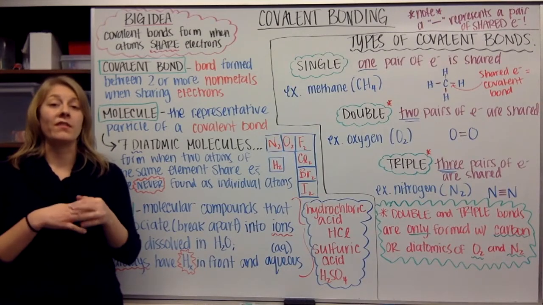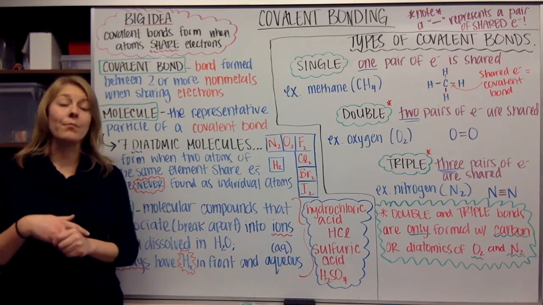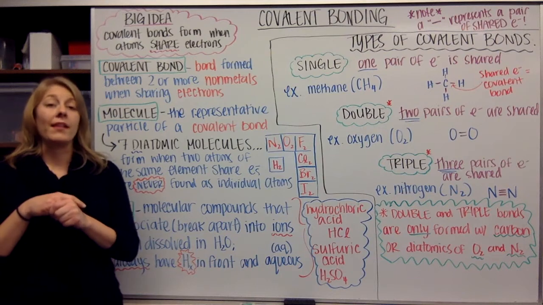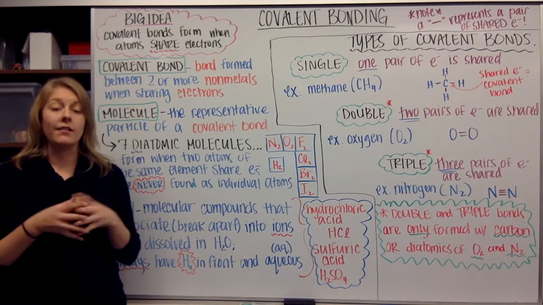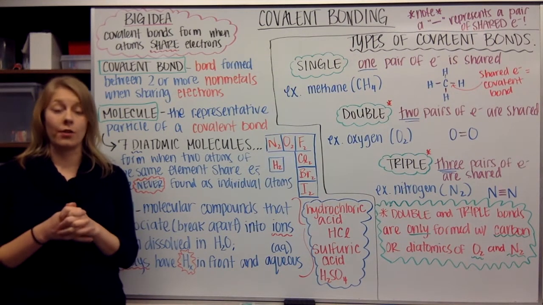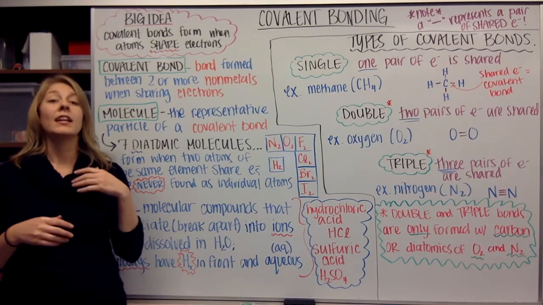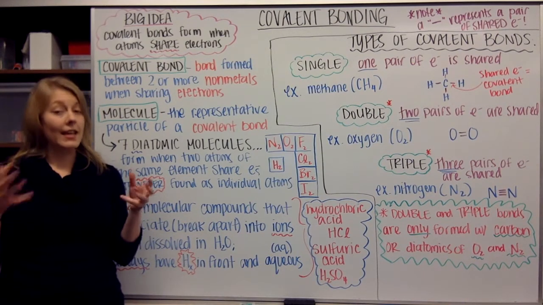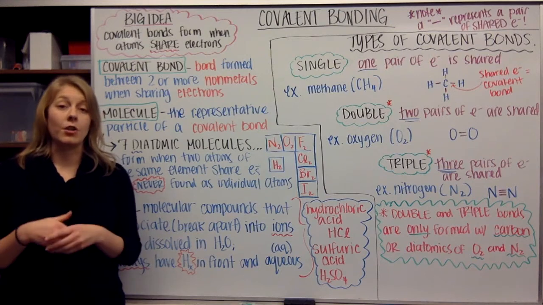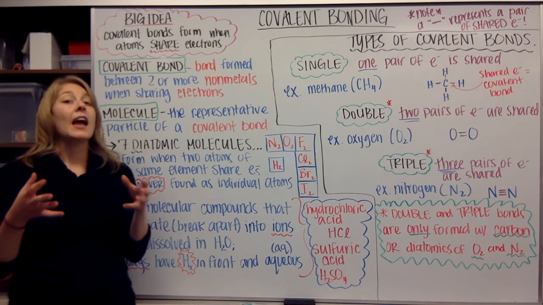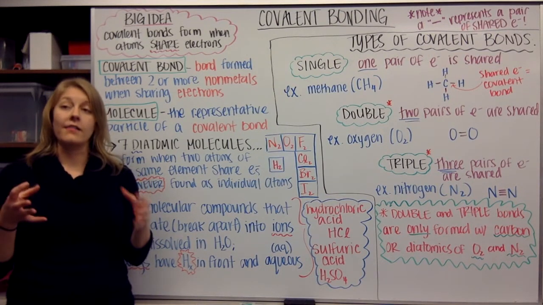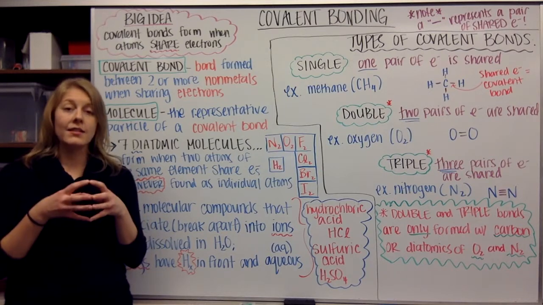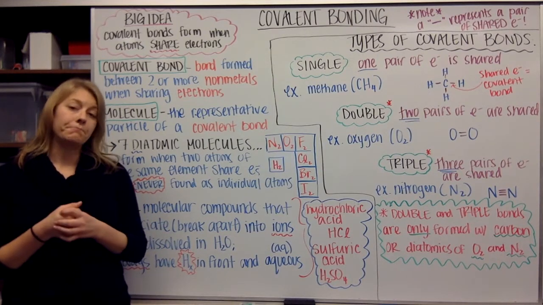Last video we saw was about ionic bonding, and if you remember, ionic bonding is a bond formed between ions, which are charged particles. So we have atoms that have given or taken electrons to become charged, either positive or negative, and then the oppositely charged ions, the positive and the negative, will attract to form a bond.